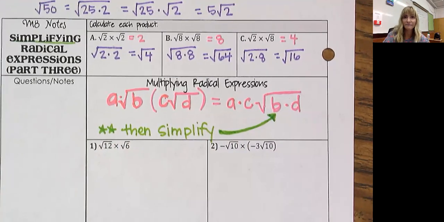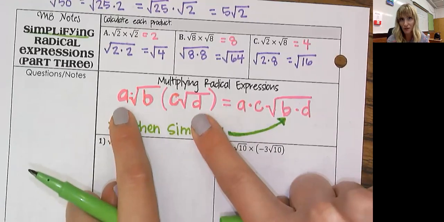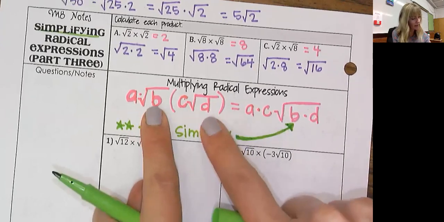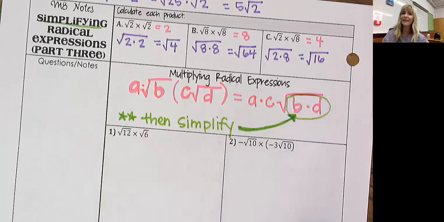Then you simplify. So to multiply radical expressions, you multiply the radicands. I just pointed to the coefficients and said radicands. Multiply the coefficients, multiply the radicands, and then simplify whatever you can in there.